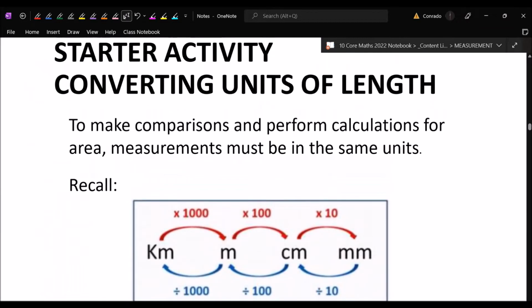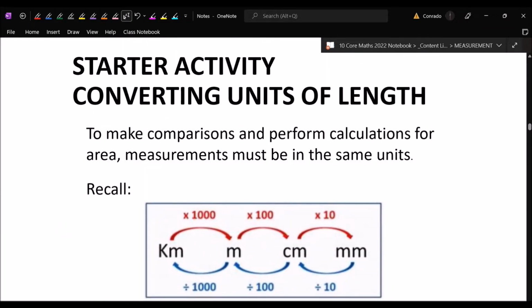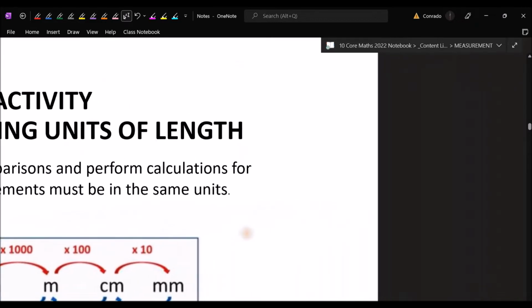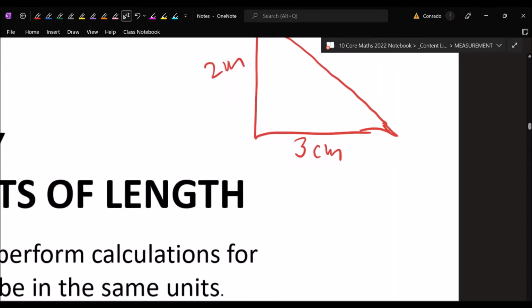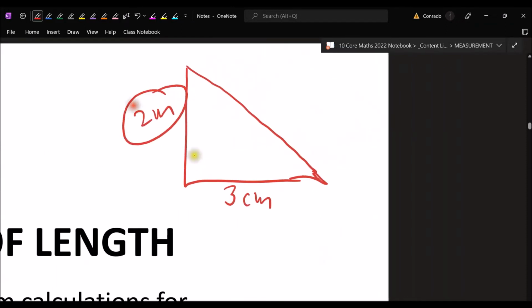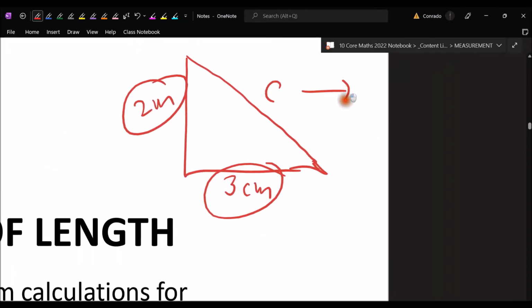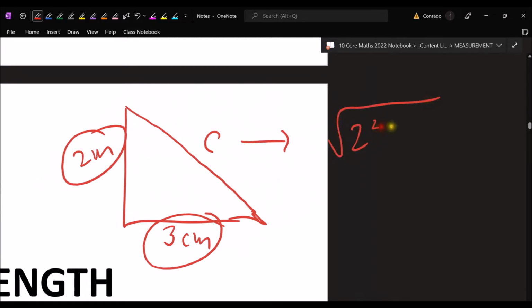So let's start with converting units, because some shapes are not going to have the same exact units. For example, you might have a triangle, and Mr. Torrio might pull a dodgy on you and say this side is 2 meters, but this one is 3 centimeters. Now, this isn't to scale, that's fine, but if you look at the lengths, they're not the same units. So if you went ahead and said length C is the square root of 2 squared plus 3 squared, and whatever the answer is, would that be right or wrong? Why?